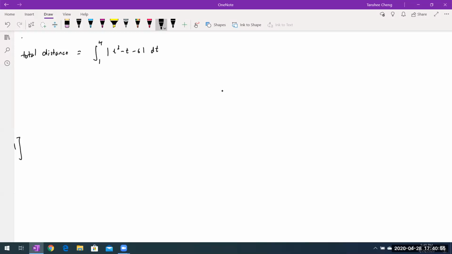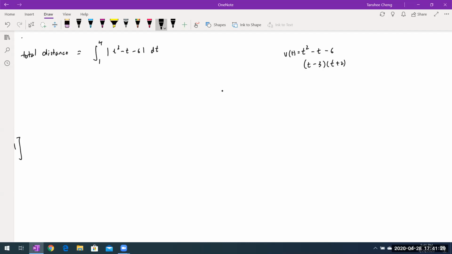So we take a look at this, t squared minus t minus 6. When is this going to be a positive value and when is this going to be a negative value? That's what we want to find out. Finding that out is simple. When I factor it, it'll be t minus 3 and t plus 2. So this is my v of t function.